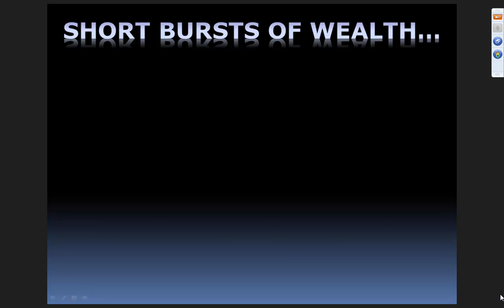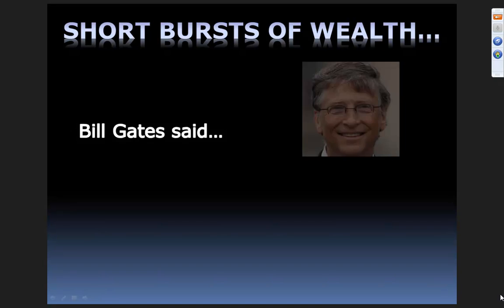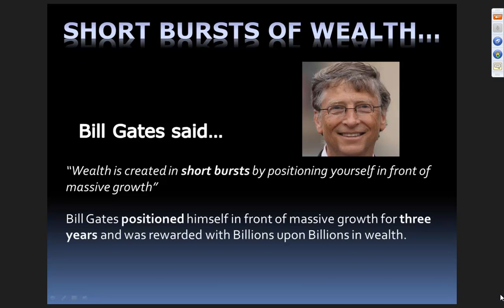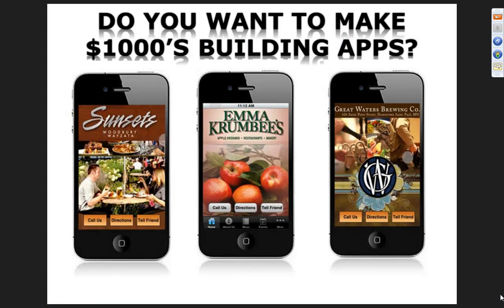I understand what you're saying, Jeff, and I want to be a part of that short burst of wealth. Okay? Wealth is created in short bursts by positioning yourself in front of massive growth, or what we would call the wave. And he made billions of dollars in just a 3-year period with his Microsoft systems. You can do the same with mobile apps. I don't know if you can make billions, but you can certainly make a nice 6-figure or more income.